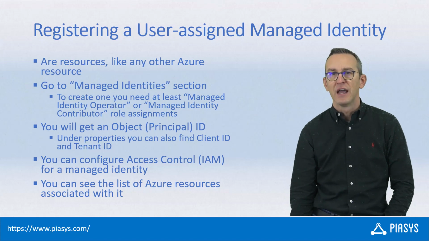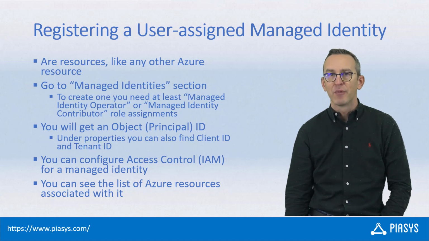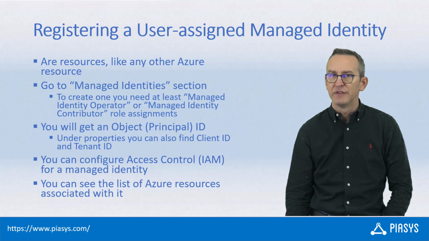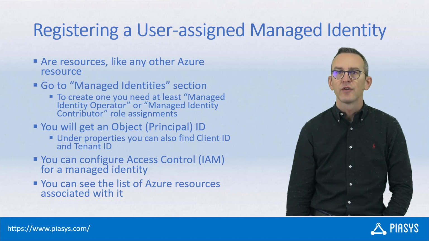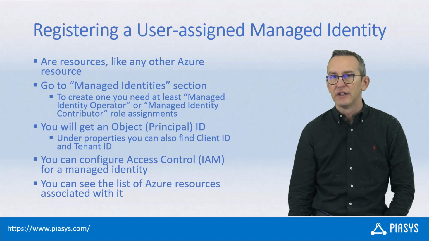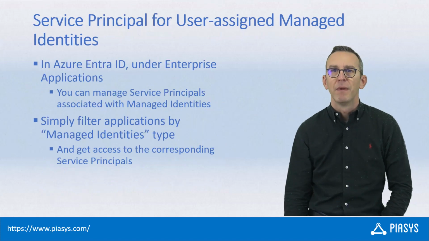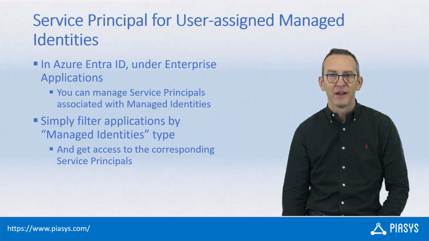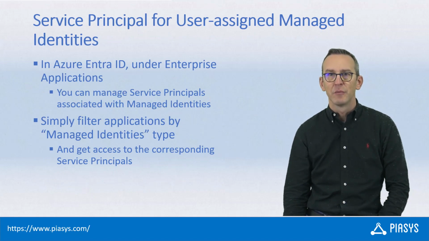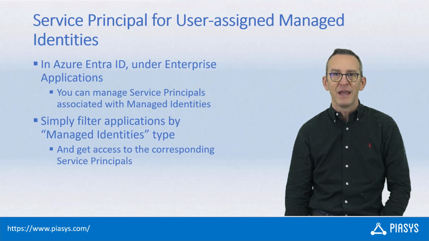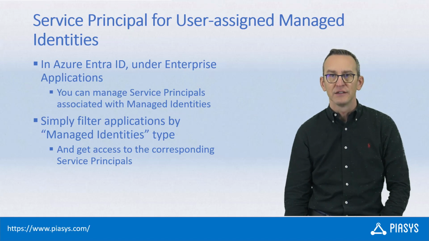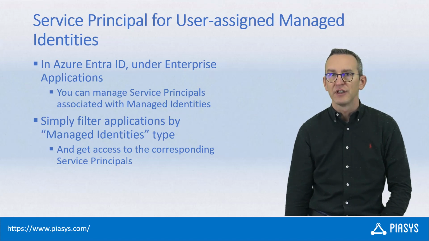Once you have created a managed identity, you will have a principal ID, as well as in the properties you can get access to the client ID and tenant ID of the identity that you created. You can also configure access control for that identity, and you can see all of the resources associated with that identity, if any. By switching into the Entra ID management panel, you can also go to the enterprise applications, and by filtering the application by type, selecting the type managed identity, you will be able to see all of the managed identities configured in your tenant. And you can see the service principal associated with them.